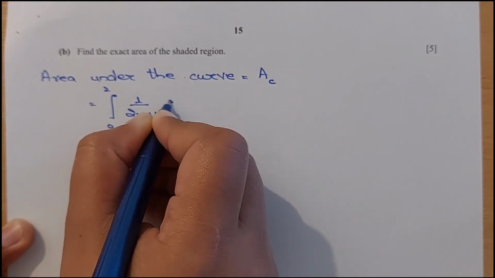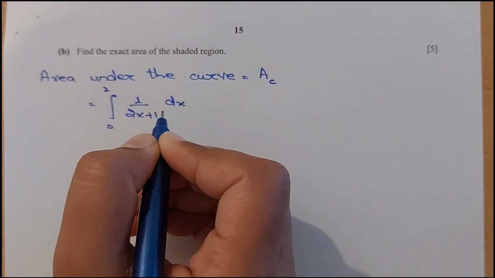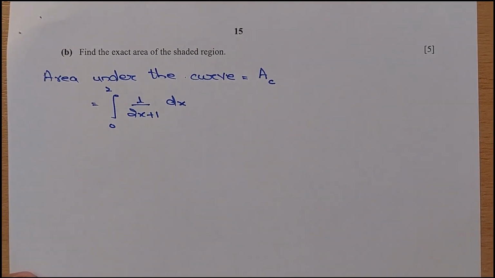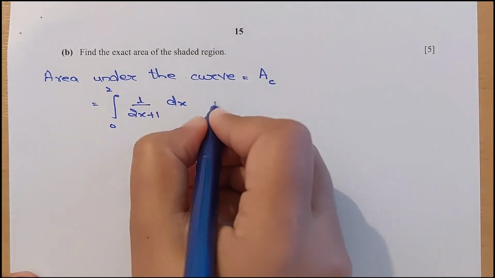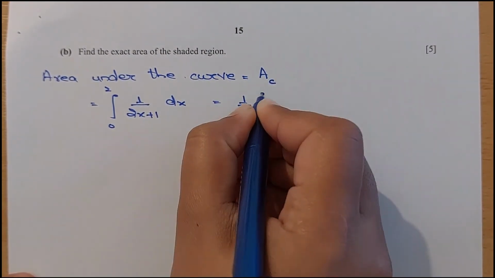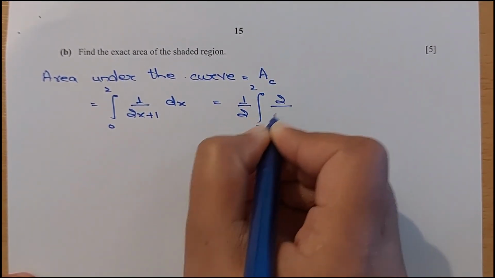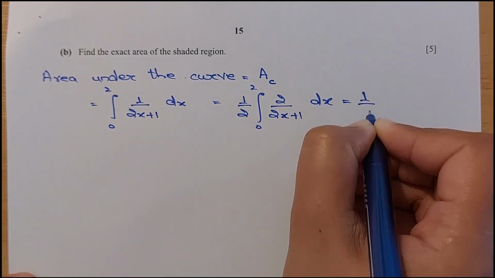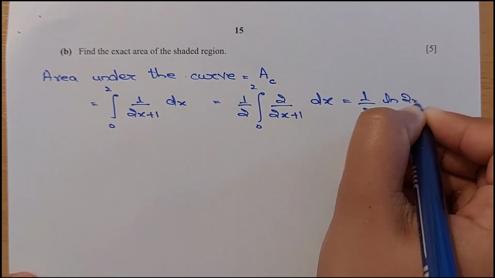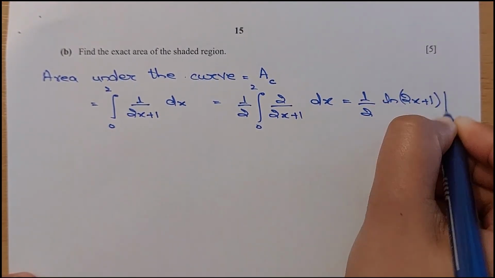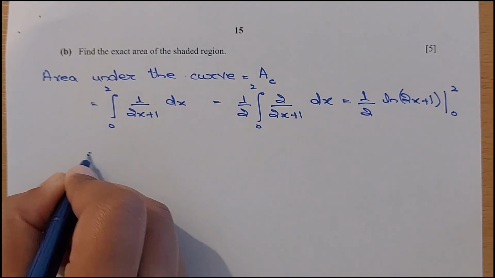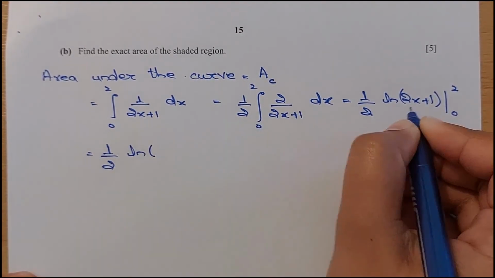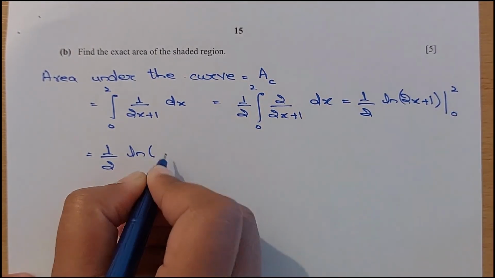The integration of 1 over x is natural log of x, but we have to complete its derivative in the numerator. Its derivative is 2, so let me multiply and divide by 2. From 0 to 2, we have 2 over 2x plus 1 dx. So here we have 1 by 2 natural log of 2x plus 1, and the limit is from 0 to 2. Now let me substitute it. 1 by 2 natural log of 2 times 2 is 4, plus 1 is 5.